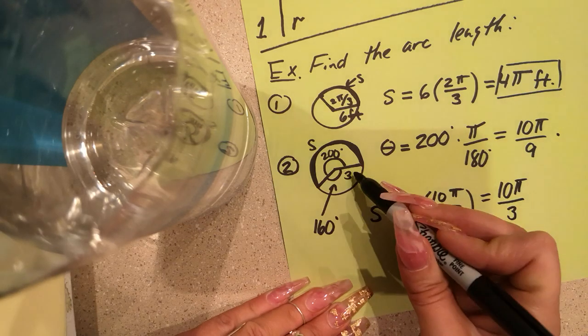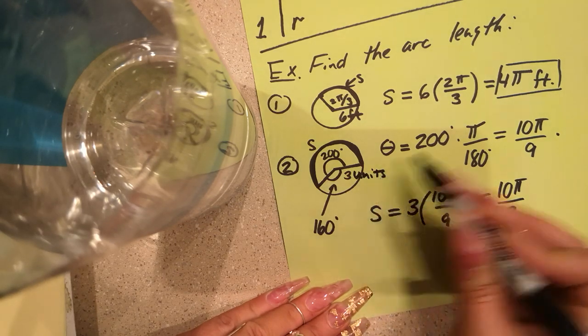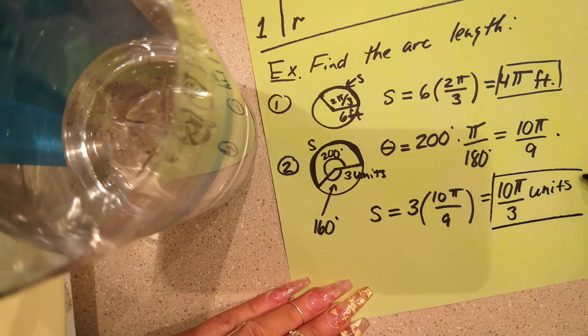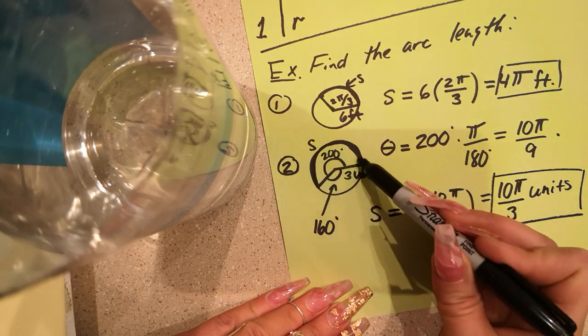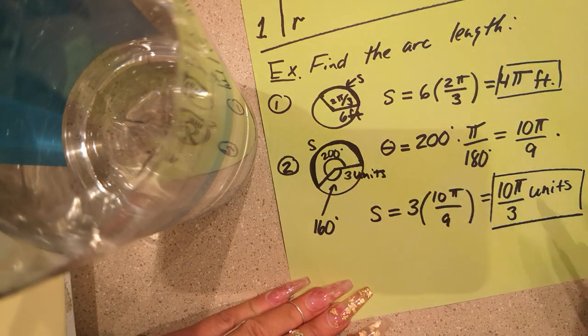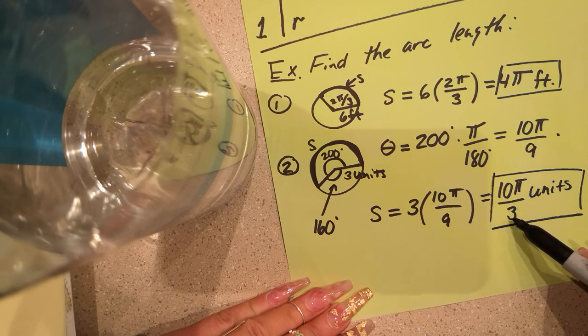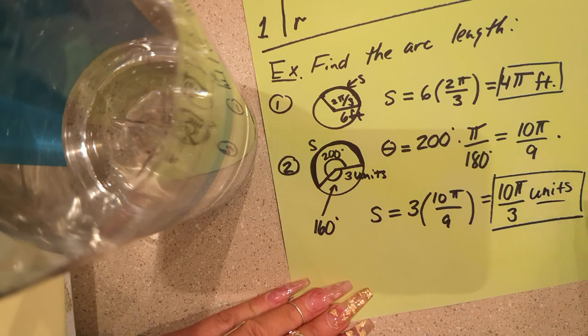Again, if I didn't put units, I could use the generic. This would be in whatever the units were. So again, if I were fencing this portion here, this is like 10 times 3.14, so it's a little bit more than 30 divided by 3, so 10 point something units of fencing that I would need.